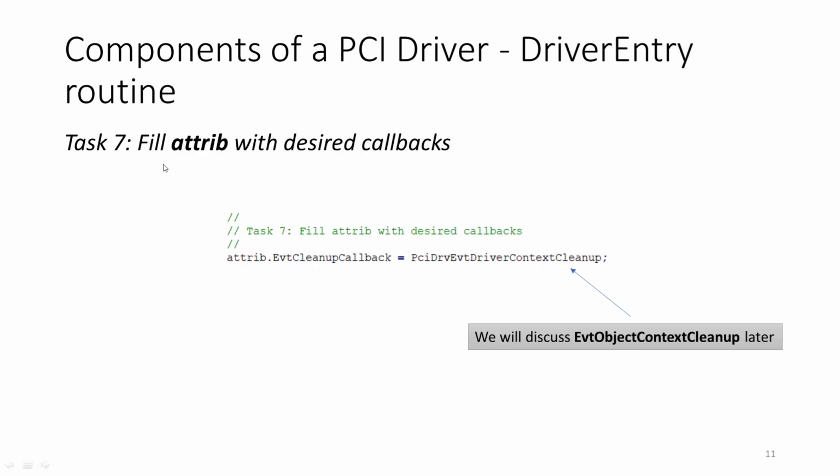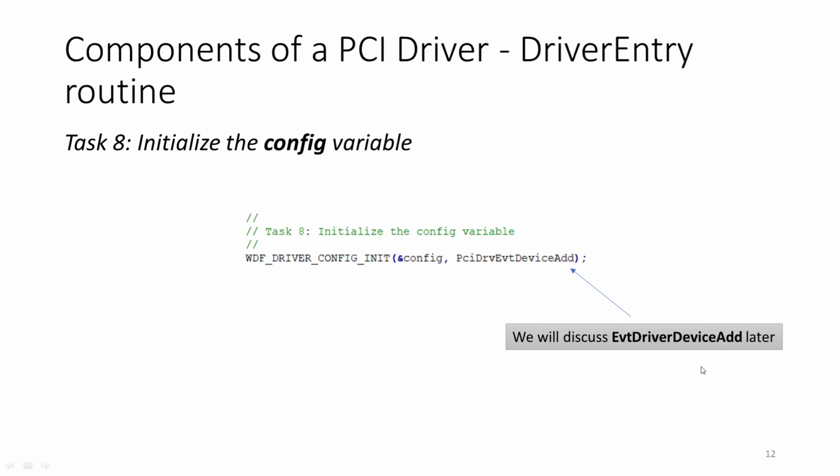Task number 7, fill the attrib variable with desired callbacks. As you can see in the code example, we assigned a callback function to the cleanup callback event. We will discuss later the EVT object context cleanup event. Task number 8, initialize the config variable. As you can see in the code example, we used the WDFDRIVER config init function to initialize the config variable. The function accepts 2 arguments. The first argument is the address of the config variable. The second argument is a callback event function that handles the driver device add event. We will discuss this event later.